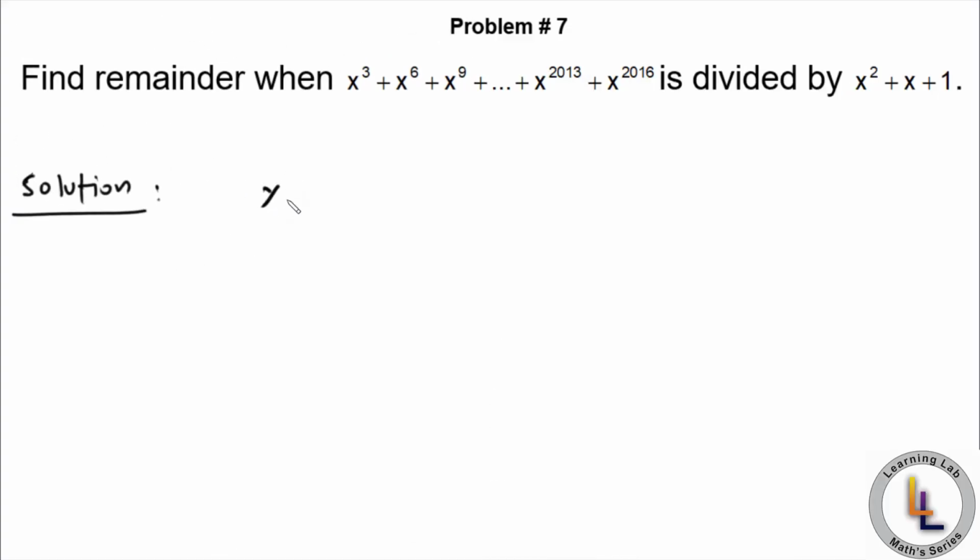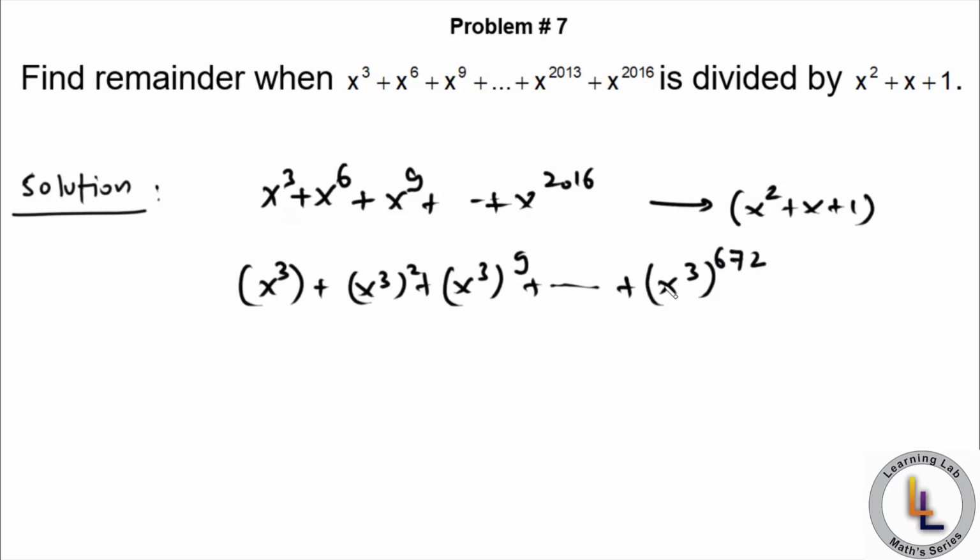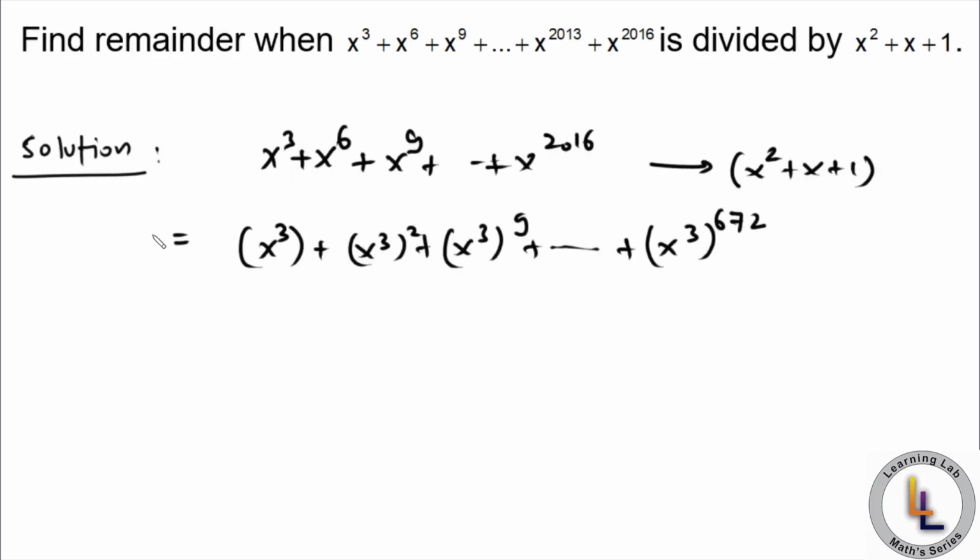We have to find the remainder when x cube plus x raised to power 6 plus x raised to power 9 up to x raised to power 2016 is divided by x square plus x plus 1. We can write this as x cube plus (x cube) square plus (x cube) to the 3, and up to (x cube) raised to power 672, right? So clearly in this summation we have in total 672 terms.